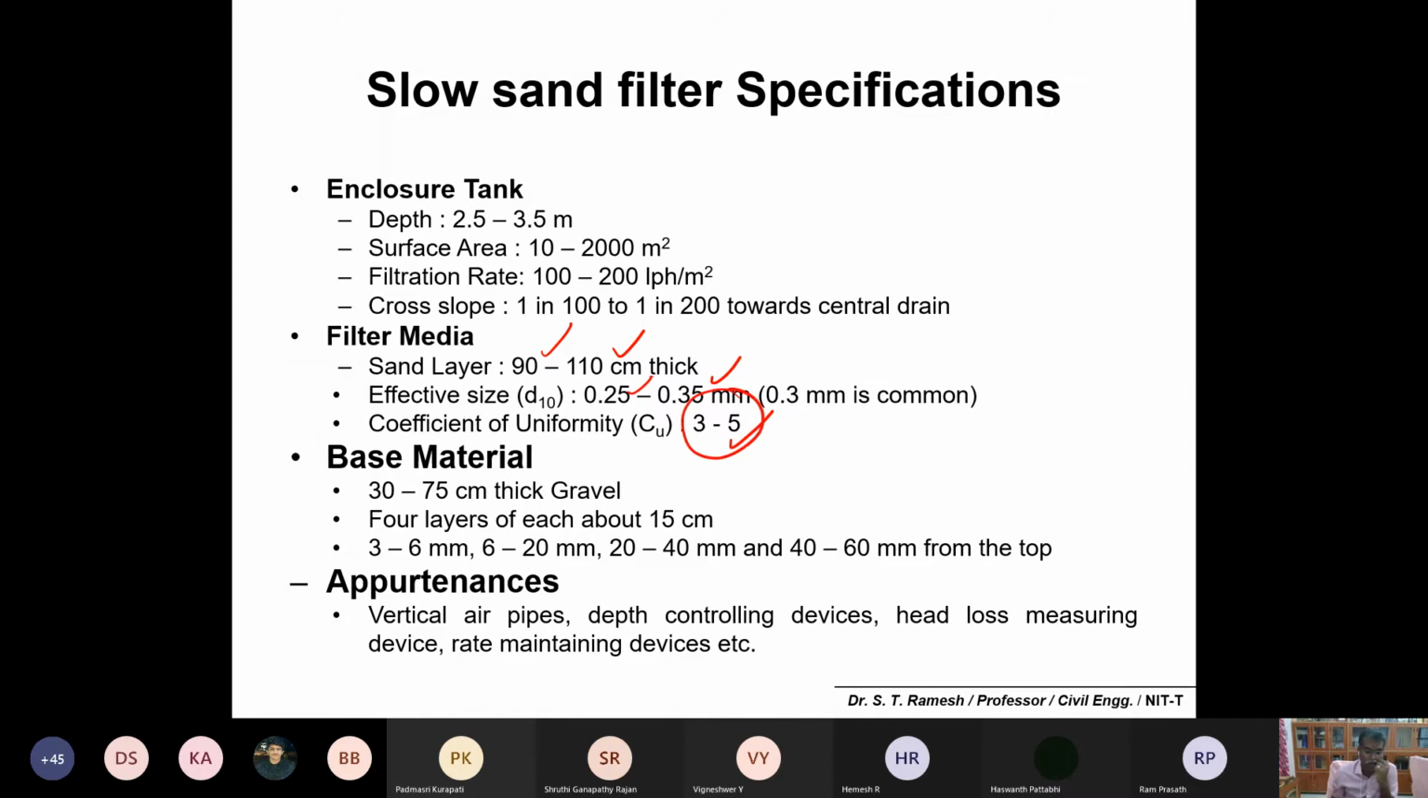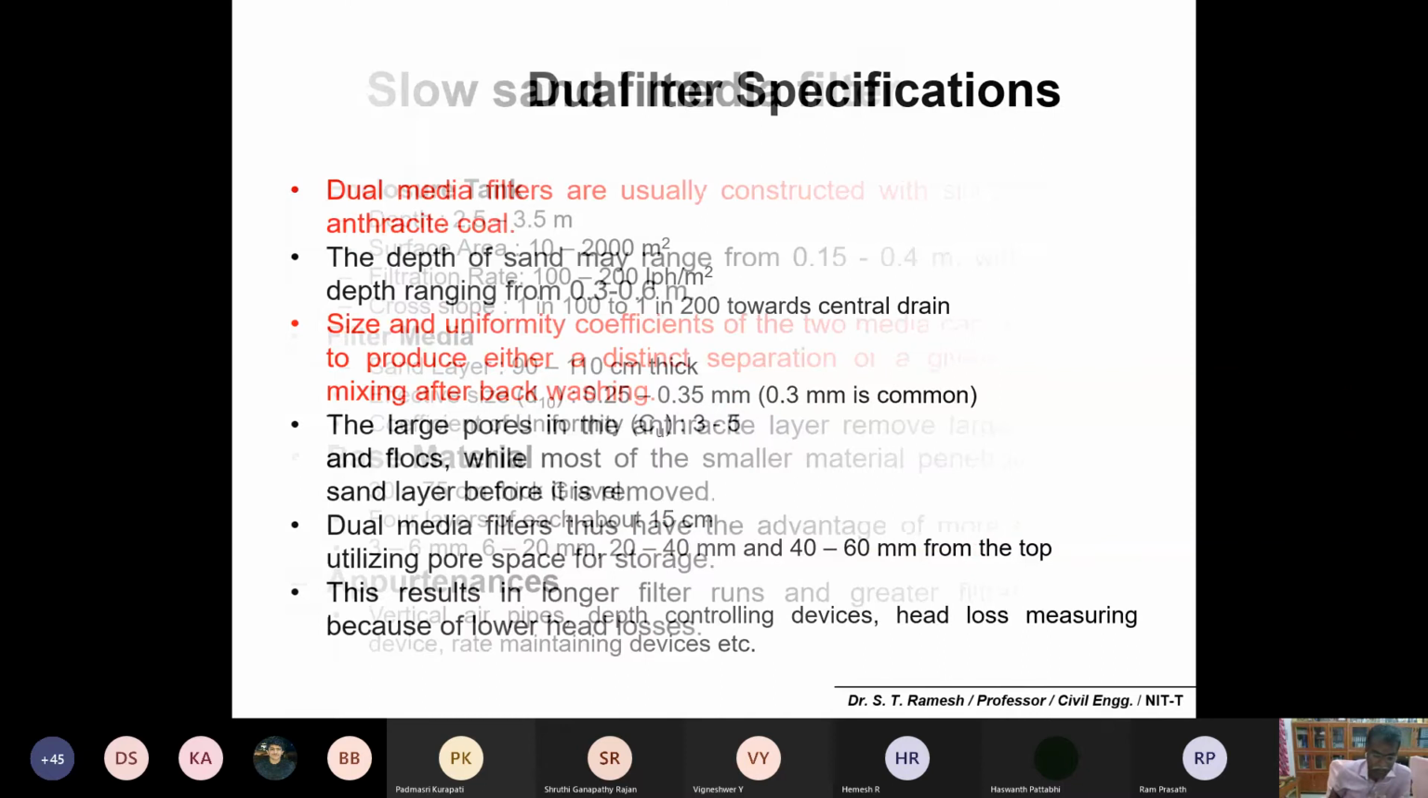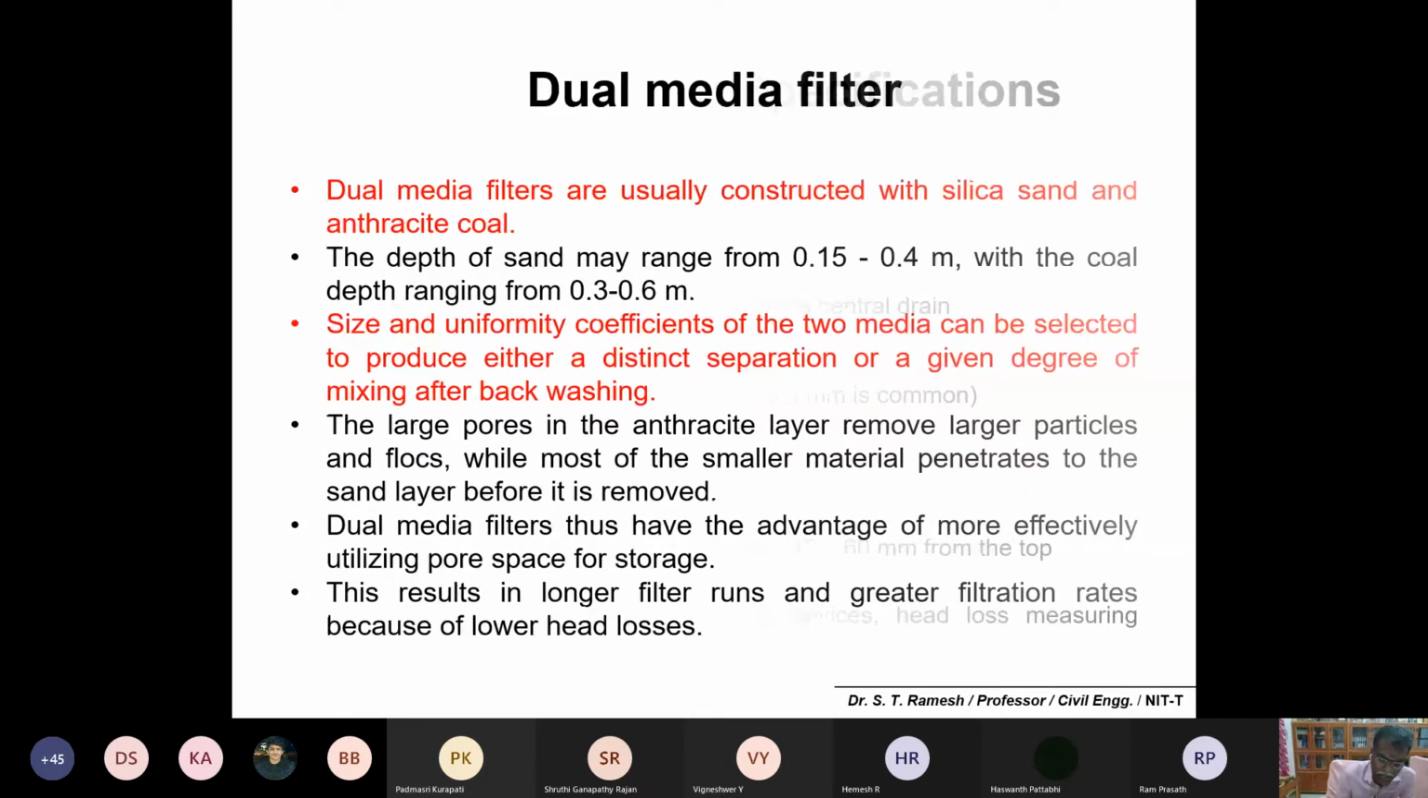Okay, you can also have a dual media filter. Anyway, this we already discussed. One is silica sand, another is anthracite coal, silica sand and anthracite coal as the medium. You can also have a mixed media, with 3 or 4 materials together. Normally, they may use a 0.7 or 0.75 meter bed with anthracite coal, silica sand, and gravel.